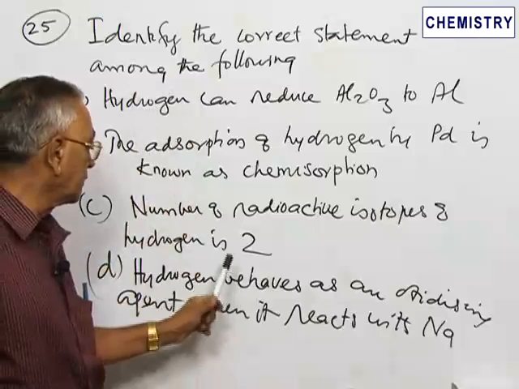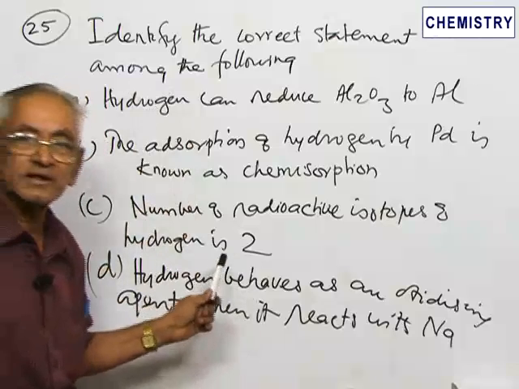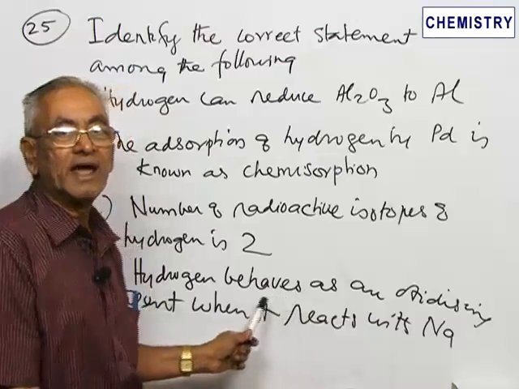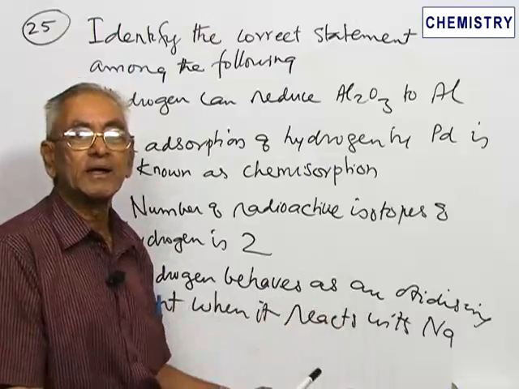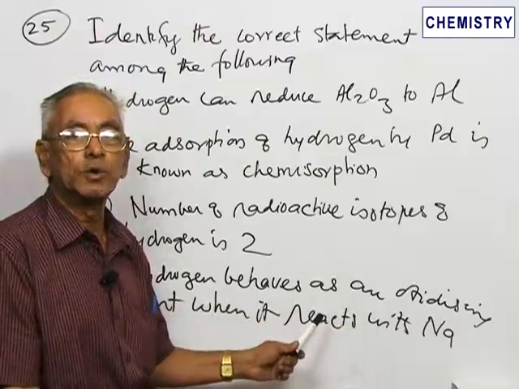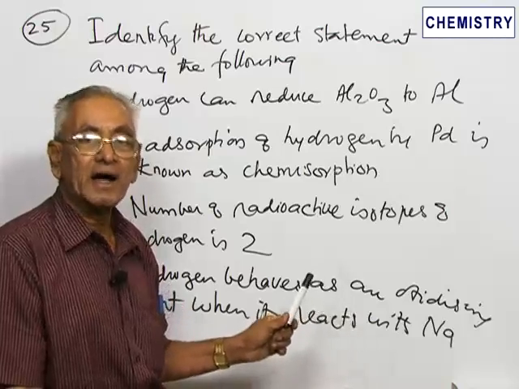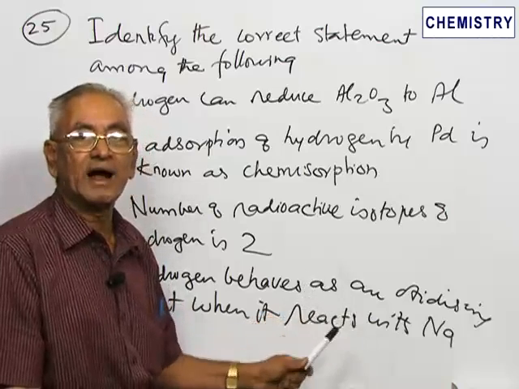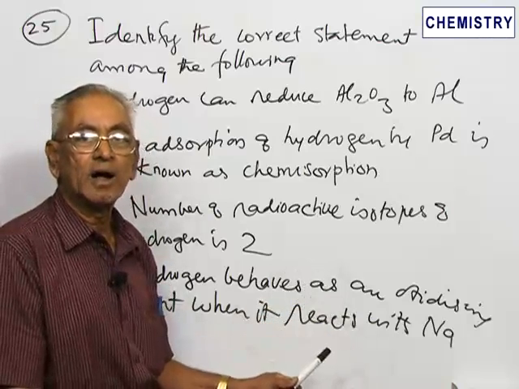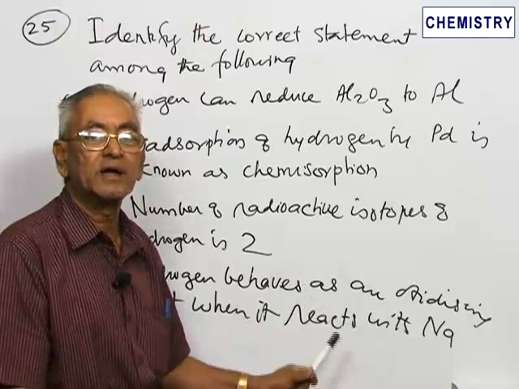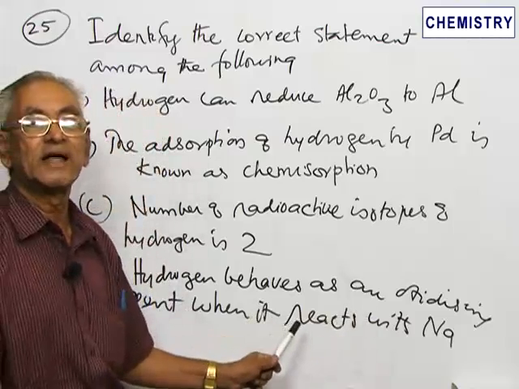Coming to statement 4, that is statement D: hydrogen behaves as an oxidizing agent when it reacts with sodium to give sodium hydride. What is actually happening? Hydrogen is being converted to the hydride ion. That means an electron is added. A process in which an electron is added is known as reduction, and therefore hydrogen undergoes reduction. Therefore, it behaves as an oxidizing agent, and that statement is actually correct.